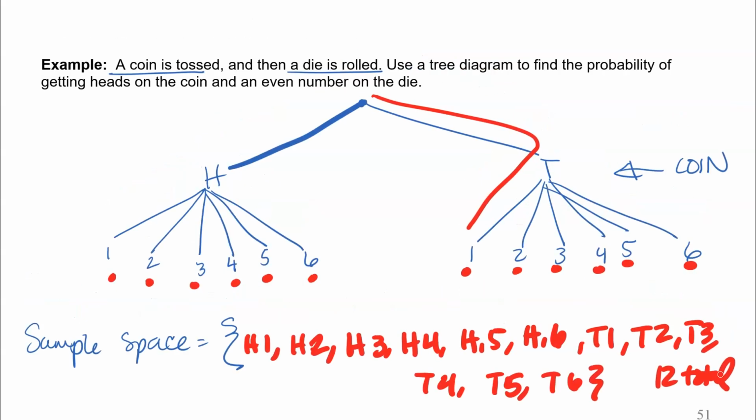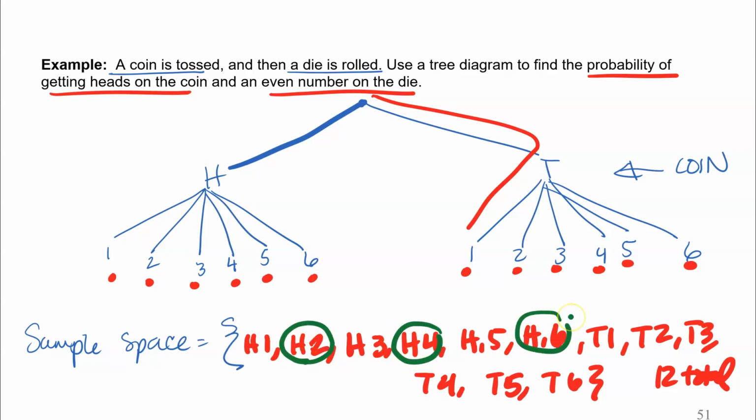So we are asked here, use a tree diagram to find the probability of getting a heads on the coin and an even number on the die. So let's circle any of the outcomes, and you can pause the video at this point and try to do it on your own. Circle any of the outcomes that have a heads and an even number. So it looks like that would be a heads and an even, heads and an even, heads and an even.